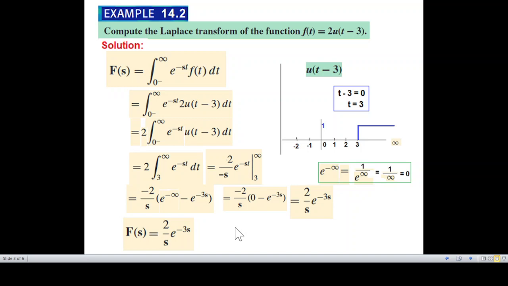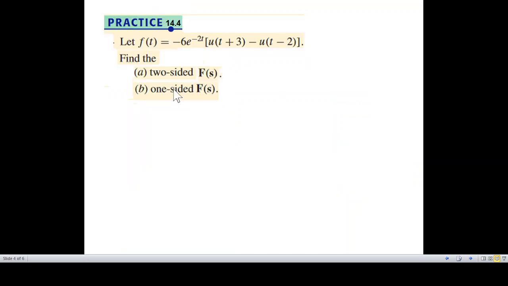Now let's move on to the practice problem. The practice problem has this function given, and we have to find two solutions. Part A is the two-sided Laplace transform, and part B is the one-sided Laplace transform. So part A.